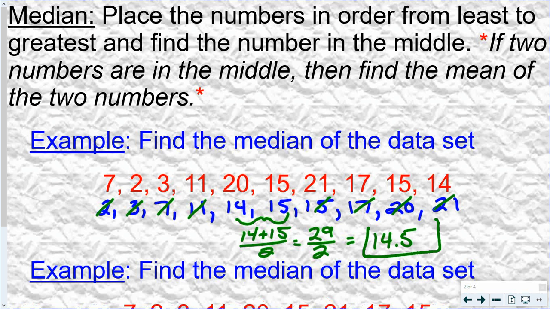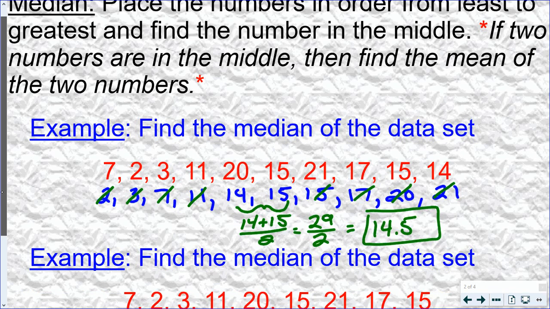So again, in this one, you could probably figure that out without doing this math. But sometimes it's not so easy. And so you can always just add the two numbers and divide by 2. And that'll give you the number that's in between them, or the median. All right, so let's look at another one here.